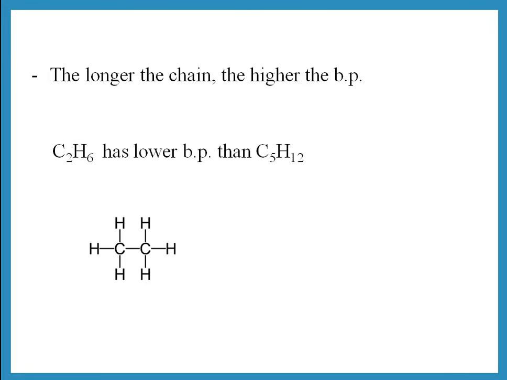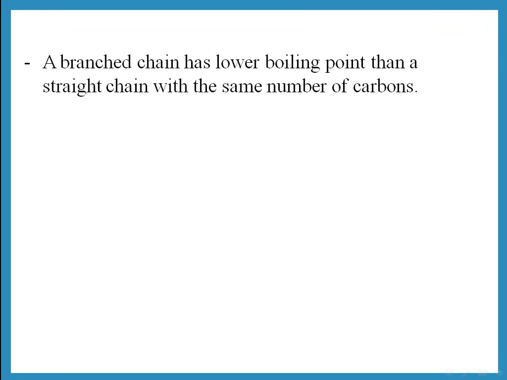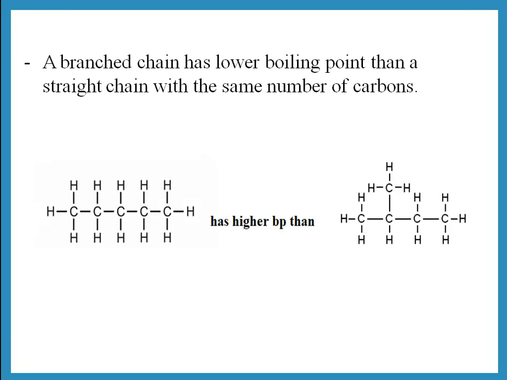So if I have a small chain like C2H6 that has only 2 carbons, this will have a lower boiling point than something that has more carbons like C5H12. Also, another point that will differ in the boiling point is whether I have a straight chain or a branched chain. Straight chain means all the carbons come one after the other. So for example, that first structure is a straight chain for pentane that has 5 carbons. But I can also draw the pentane in a different way, 5 carbons also, but 4 of them in a chain, and 1 of them is what we call a branch.